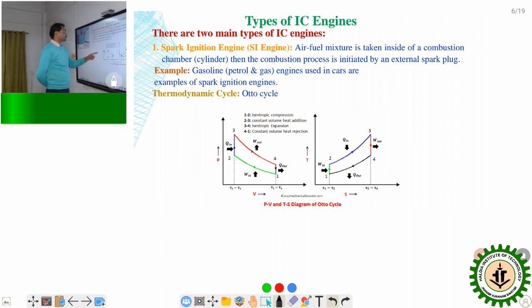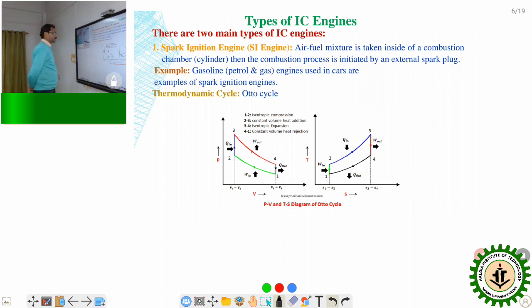And in the IC petrol engine, that is the spark ignition engine, the thermodynamic cycle is the Otto cycle. Here is the Otto cycle, presented in PV and TS diagrams. In the PV diagram, see here the cycle 1, 2, 3, 4.